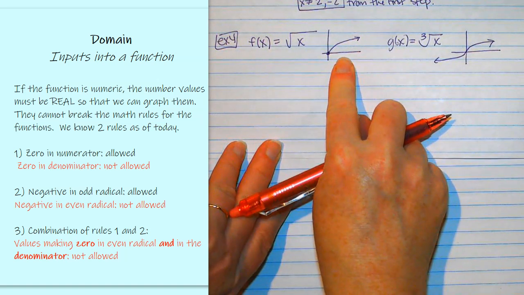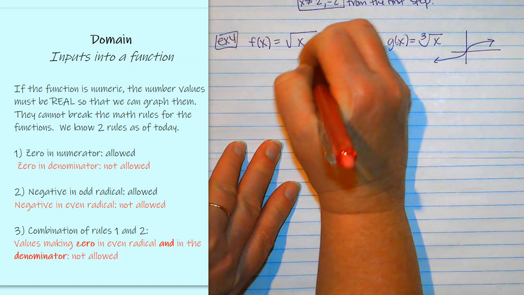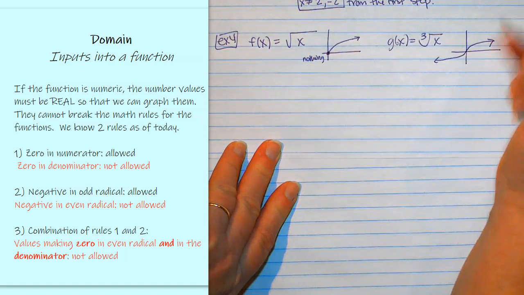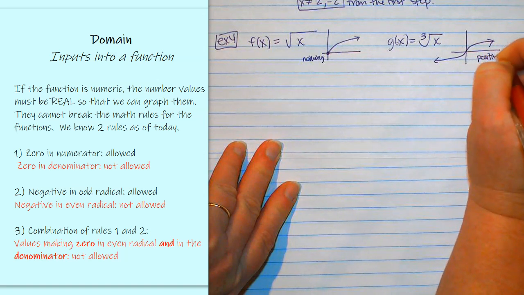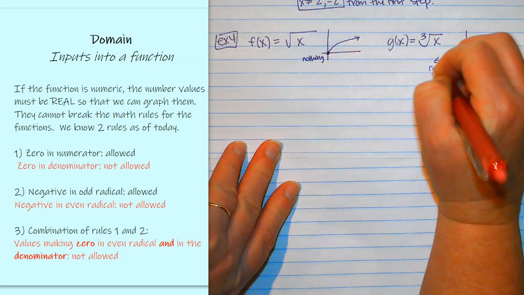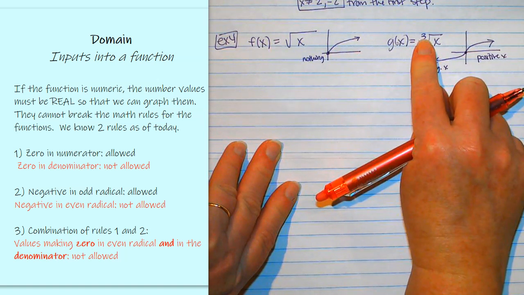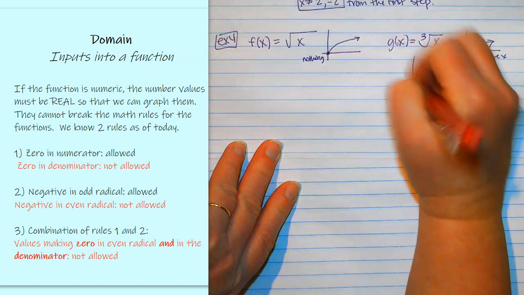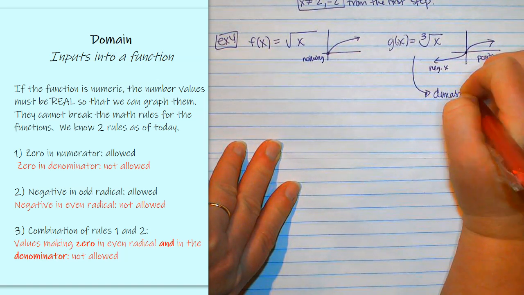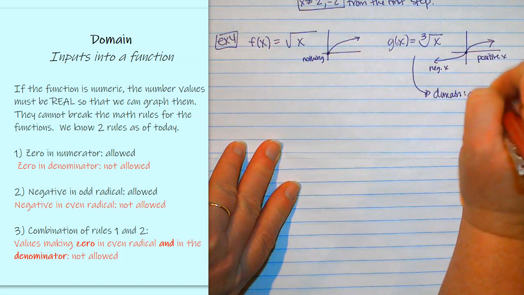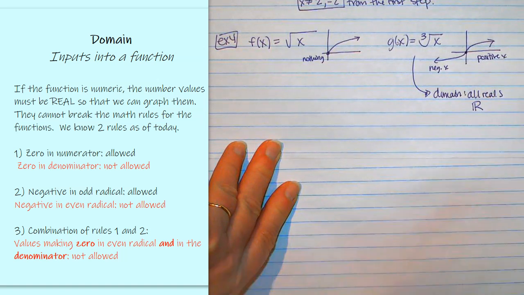For this one, the graph starts at 0. There's nothing over here in the negatives. But over here, we have positive x's, and we have negative x's, and we have a 0 value. So cube roots have a domain of all real numbers. You can write all reals, you can write that special R.